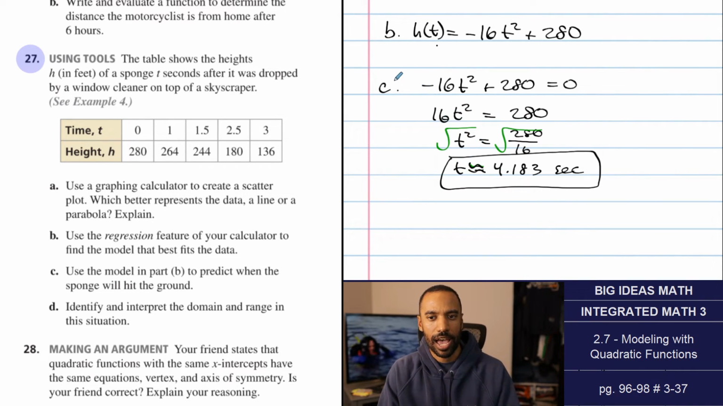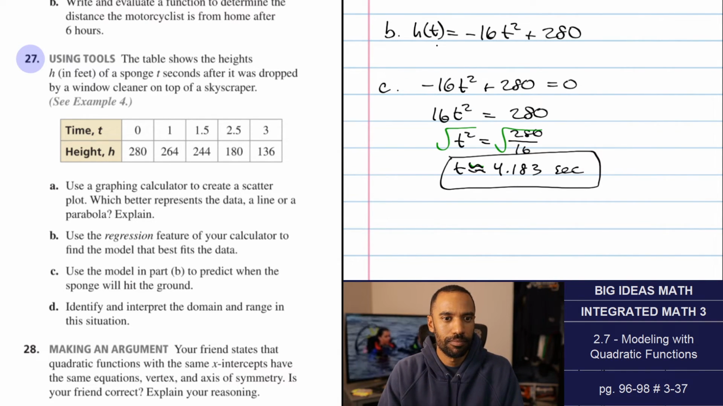Okay, so that's the time that it's going to be hitting the ground. And that kind of seems like it makes sense, right? It hasn't hit the ground yet, but it's speeding up. We've got to get another full second in and then some. I believe it. Part D, identify and interpret the domain and range in this situation.